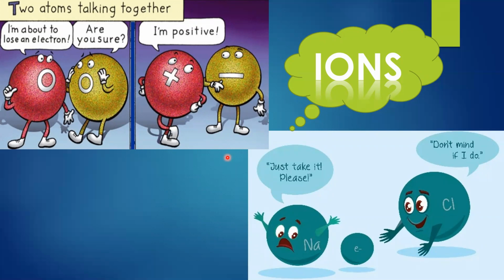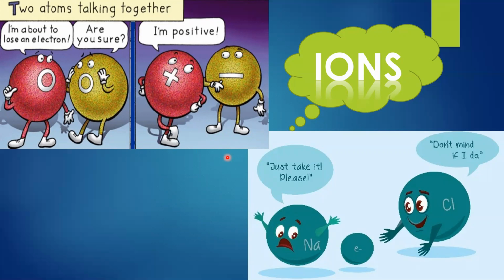Yes, we know an atom is electrically neutral. Electrically neutral means an atom consists of the same number of protons, which are positively charged, and the same number of electrons, which are negatively charged. So when an atom loses an electron, the number of electrons is reduced by 1 compared to the number of protons. Therefore, that atom acquires a positive charge because protons are positively charged whereas electrons are negatively charged.